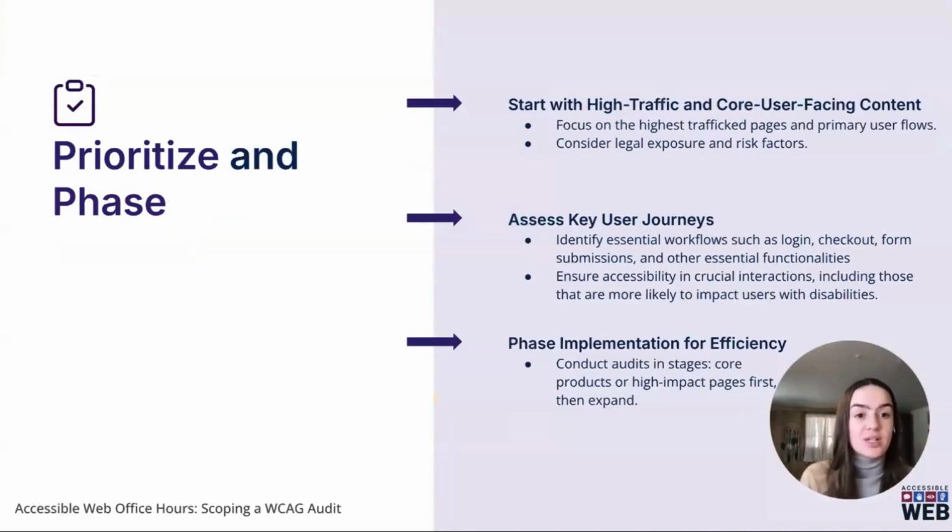Some strategies for prioritization that can be employed when scoping and planning out your audit include starting with high traffic and core user-facing content. So you might want to focus on the highest traffic pages and primary user flows while also considering legal exposure, project objectives. So do you have a specific request or requirements in an RFP or from a client? And other risk factors. So making sure that there is an accessibility statement and that your accessibility page is accessible and that a user who comes to that page looking for help can reach out to you successfully and get reasonable accommodations.